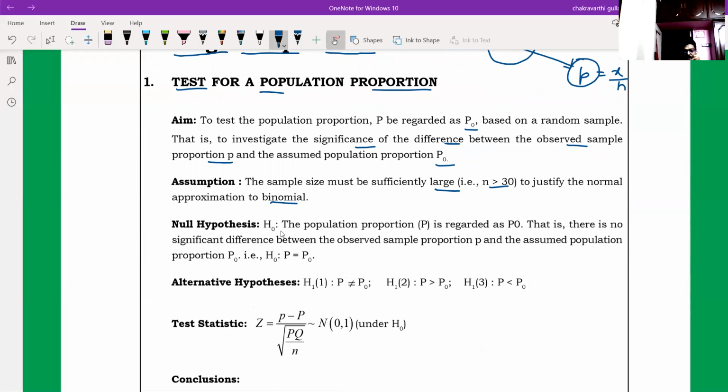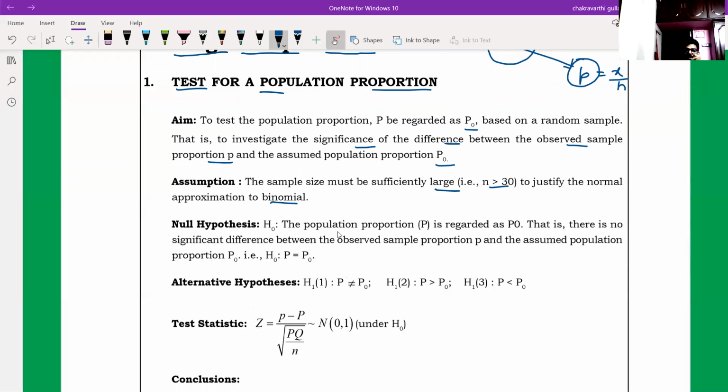There are 4 steps here, already explained in the last video. First step is to set up the null hypothesis. Next one is the alternate hypothesis. Third one is the test statistic. Fourth one is the conclusion, based on the level of significance.